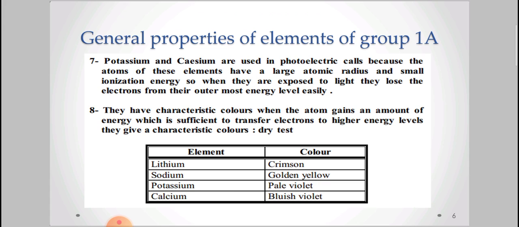Number 7, potassium and cesium are used in photoelectric cells because the atoms of these elements have a large atomic radius and small ionization energy, so when they are exposed to light, they lose the electrons from their outermost energy level easily. They have characteristic colors when the atom gains an amount of energy sufficient to transfer electrons to higher energy levels. Flame test: lithium crimson, sodium golden yellow, potassium pale violet, and cesium bluish violet.